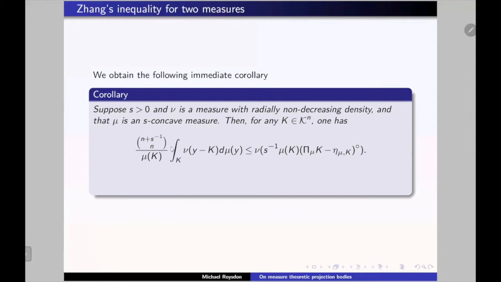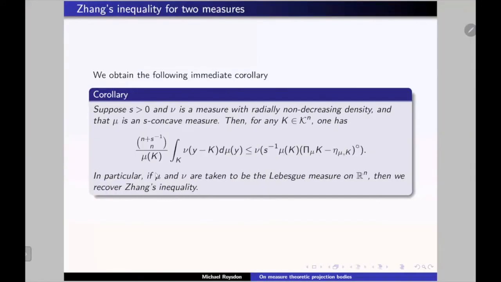And you really get that 2n choose n divided by n to the n is smaller than or equal to the volume of the polar projection body of K times the volume of K to the n minus one. And you recover Zhang's inequality. So this works out reasonably. As painful as it is to say, we do get Zhang's inequality back. And we even get Zhang type inequalities for these new objects that haven't been considered before, these mu projection bodies.